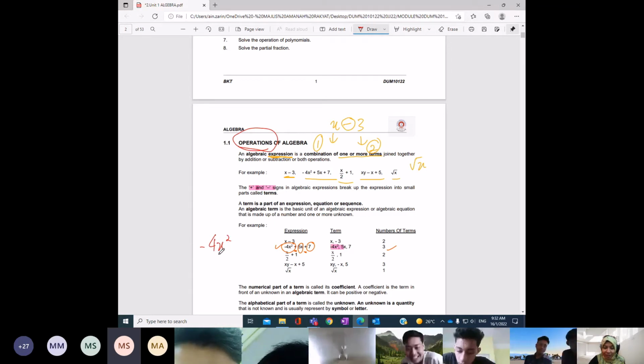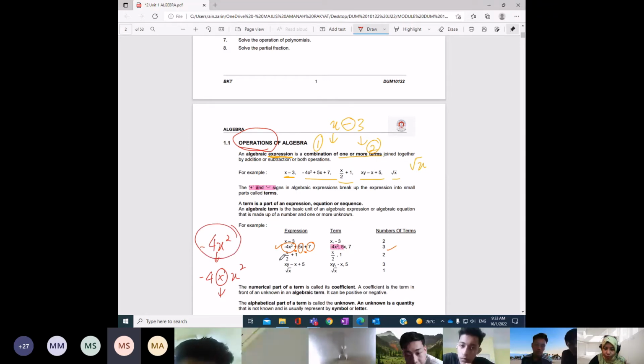Tak berpisah, sebab operasi yang ada sebenarnya adalah operasi darab. Okey, dia adalah operasi darab. Jadi operasi darab tidak memisahkan satu term. Okey, jadi dia dikira sebagai satu term. Okay, this is one term. Right? So multiplication and division does not separate the terms. Okay, yang memisahkan hanya adalah addition dan subtraction sahaja. Right? Clear? Boleh faham? Clear. Faham.